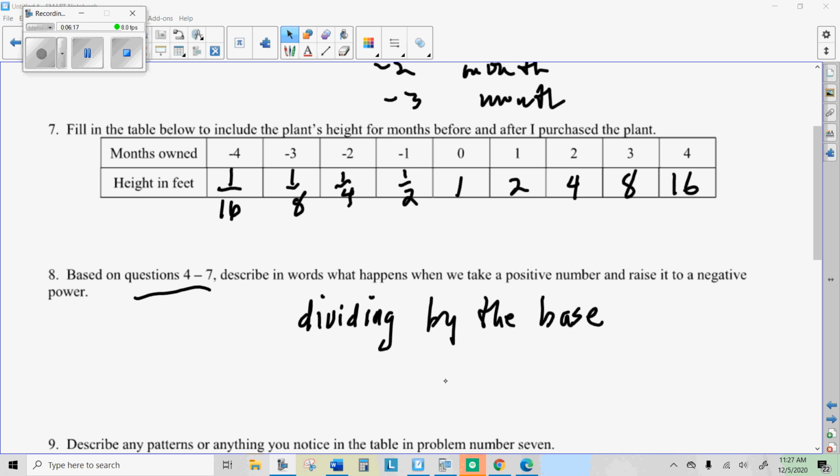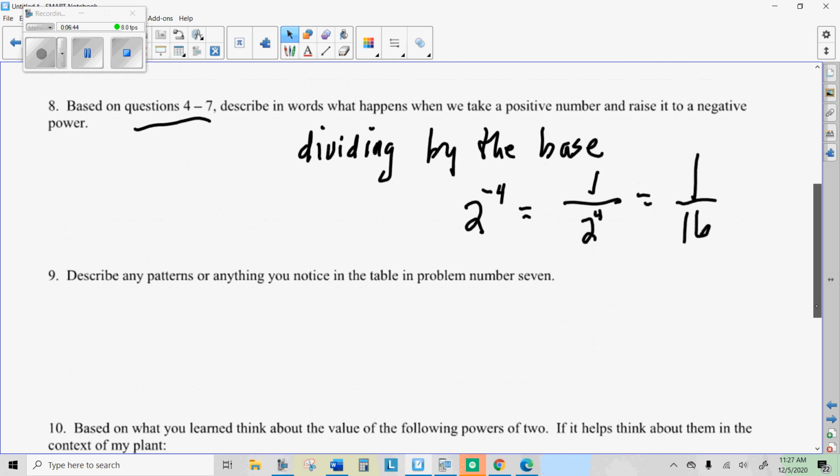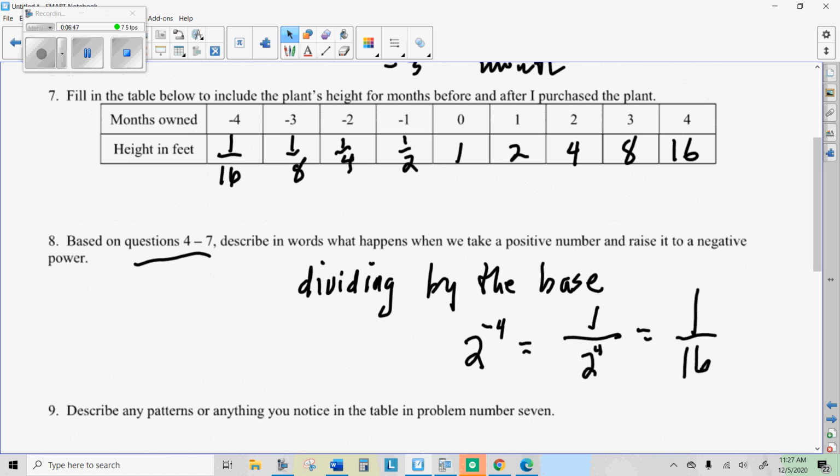Personally, I like to think about it as dividing by the base. So if I do, say, 2 to the negative 4th power, what I'm doing is dividing my 1, which is the 0 power, by 2 4 times. Okay? And so it just keeps getting smaller when you're dividing by a base that's greater than 1. Okay? And the pattern you should notice is that 2 to the 4th is the denominator of 2 to the negative 4th, and all the negative powers have 1 as the numerator.